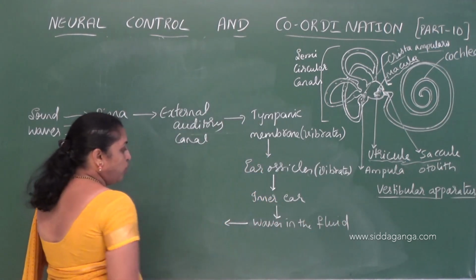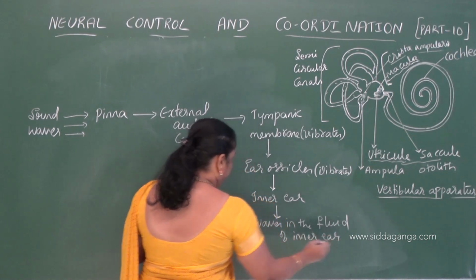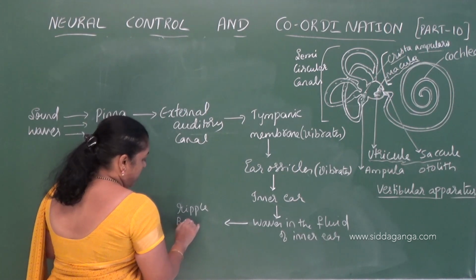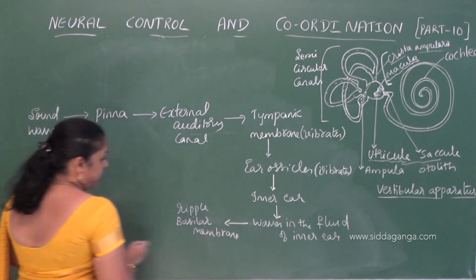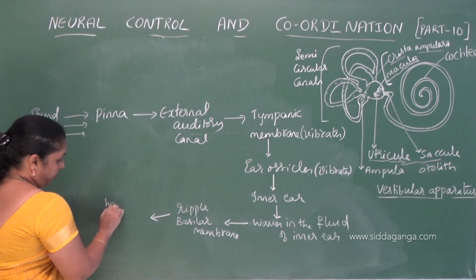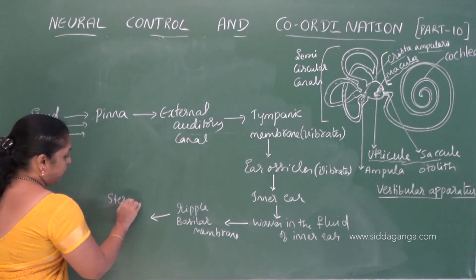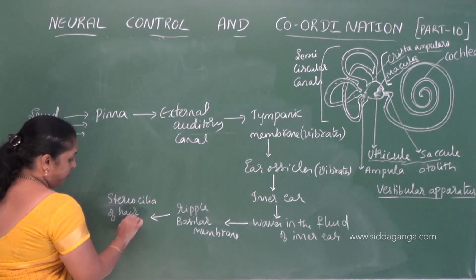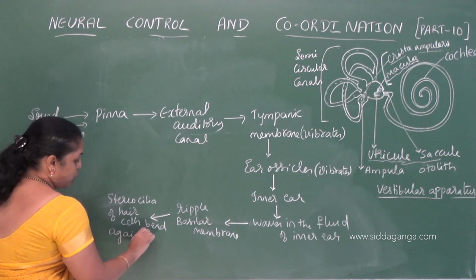Those waves in the fluid of the inner ear ripple the basilar membrane, then the stereocilia of the hair cell bend against the tectorial membrane.